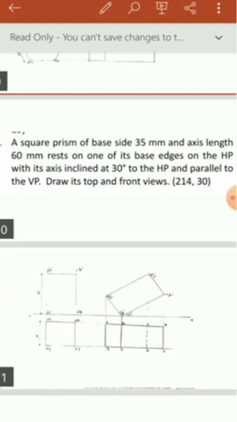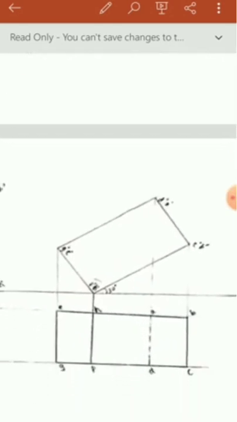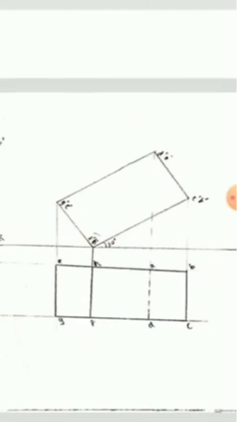They have given that the base is on HP with its axis inclined 30 degrees to HP and parallel to VP. You can see on this side it is inclined 30 degrees to HP and parallel to VP. Just transfer the points from this side to that side and mark them as well as possible.